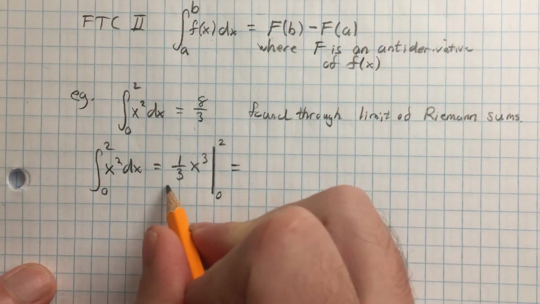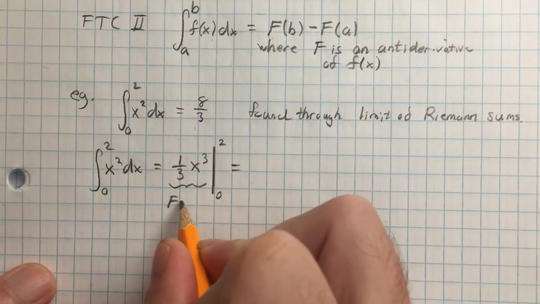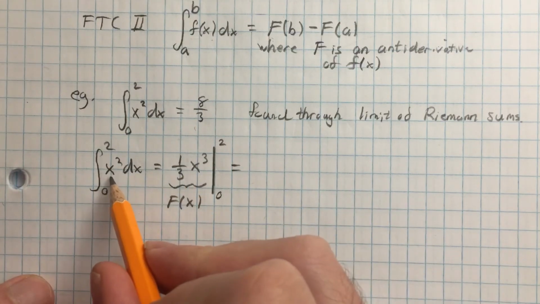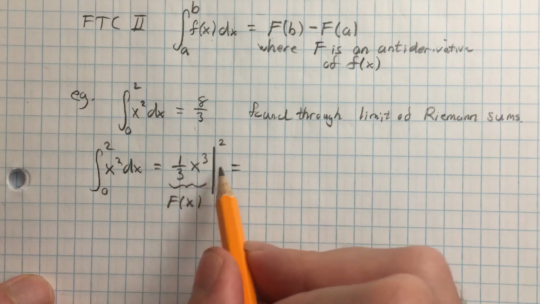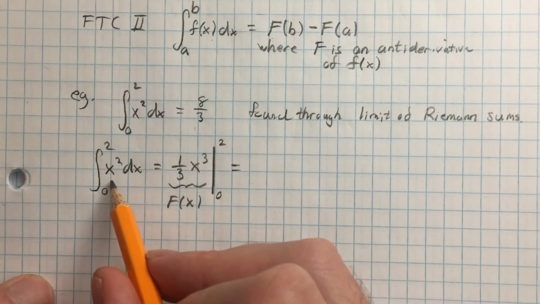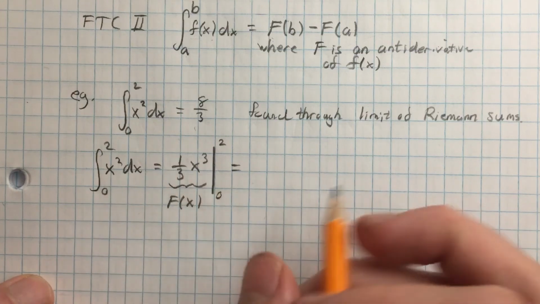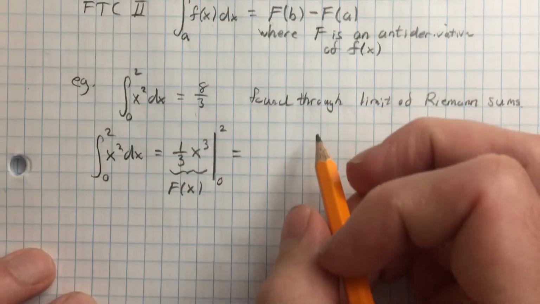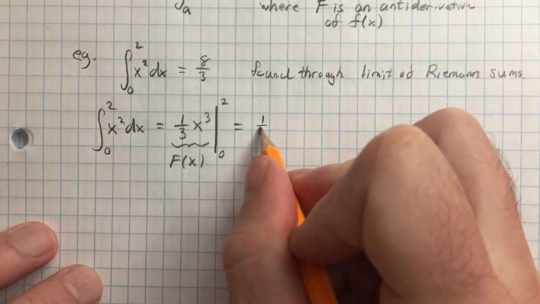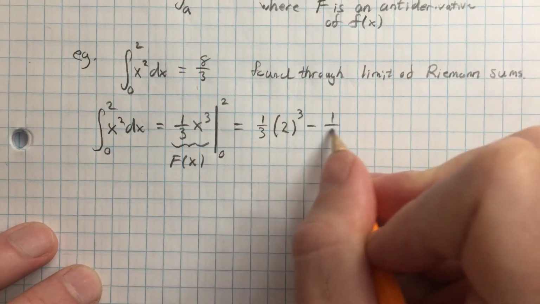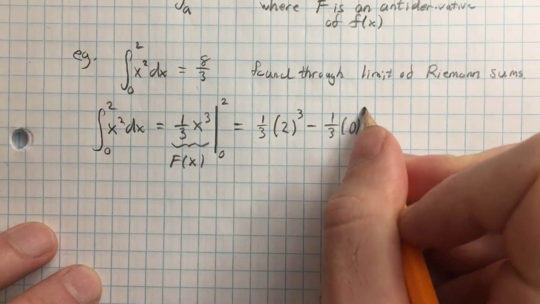So here's capital F we just found. There's capital F of x, which is an antiderivative of x squared, the simplest one. I don't put plus C here. I choose C to be 0, so it's the simplest antiderivative of x squared. And now what I want to do is plug in 2 and 0. So I'm going to put in 1/3 times 2 cubed minus 1/3 times 0 cubed.